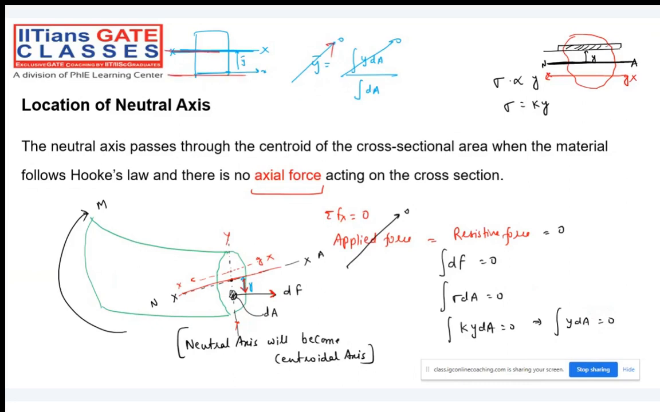Something like this. If you take the axis like this, what about the y bar for this particular section? Zero. What about the x bar? It will also be zero. Both will coincide with the centroid of that section. But if I change the coordinate axis, something like this, now in this scenario we will have both y bar as well as x bar. Getting my point? Make a note of it.